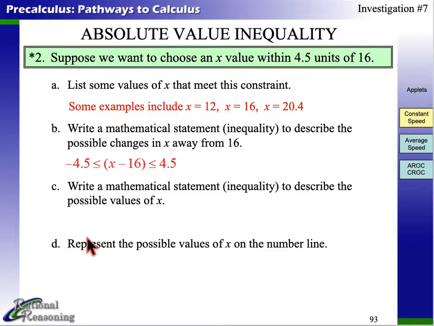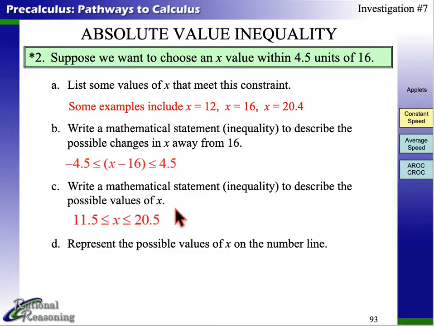So then how do we write a mathematical statement? Well, we want 16 minus x or x minus 16, either way, but we want this error, this result when we subtract, to be greater than negative 4.5 and less than 4.5. Okay, what we can do is add 16 to both sides, and what that gives us is the values, right? So add 16 to negative 4.5, you get 11.5, add 16 to 4.5, and you get 20.5. That's what x has to be between.